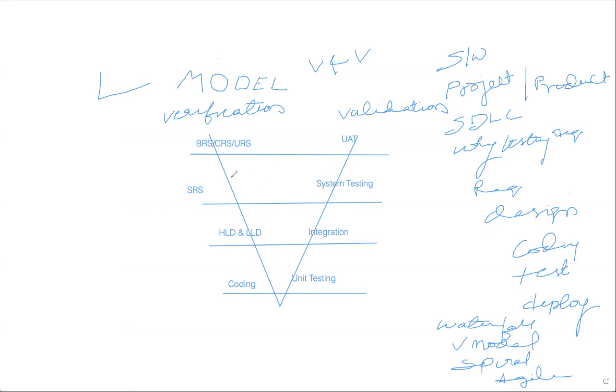We can call it either BRS or CRS or URS, but ultimately what we note down here is the final customer requirements only. So we have different terminologies: BRS, CRS, and URS. These come under the requirement phase. Basically these are documents provided by the customers, which contain customer requirements. This is a very important process, but it is in a general format, not a technical format. There are no technical details added here.